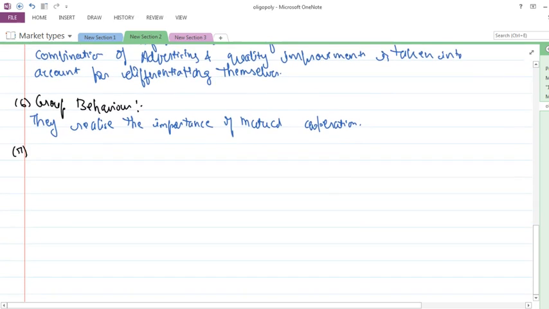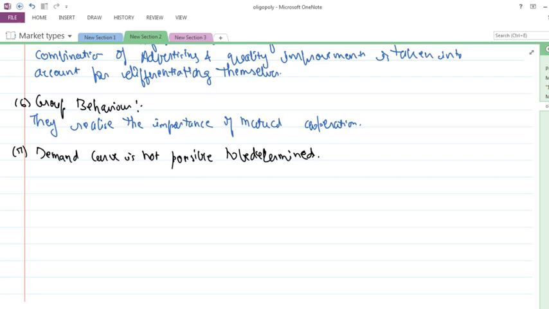The seventh feature of oligopoly is indeterminateness of the demand curve. So the demand curve is not possible to be determined. Now, why is it so? It is because it is not possible for oligopolists to forecast the nature and position of the demand curve with certainty.